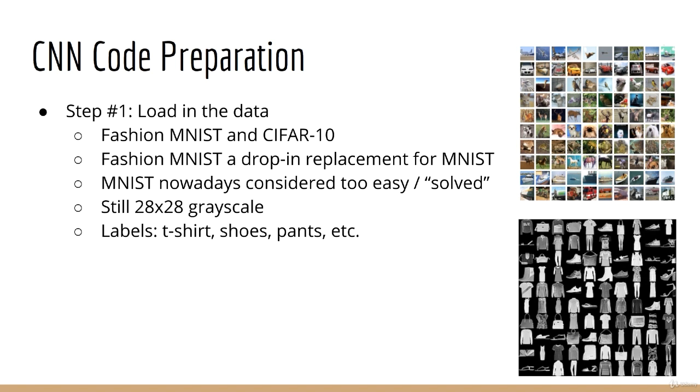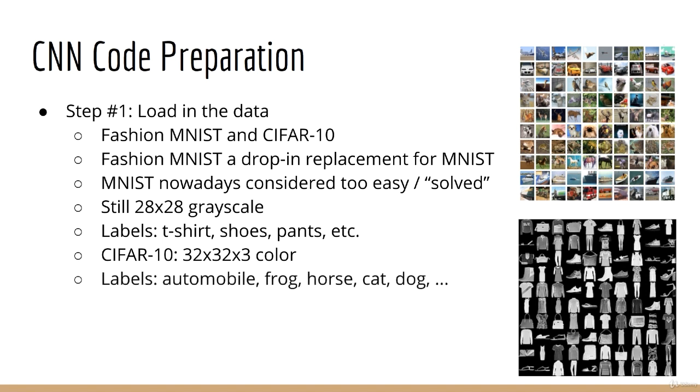The CIFAR10 dataset is older, but more difficult. This dataset contains color images, so the data takes up more RAM, and the images are also a bit bigger, 32 by 32. It contains classes such as automobile, frog, horse, cat, and dog. You can already imagine that, with such tiny images, it might be very easy to mistake a cat for a dog or a dog for a horse.